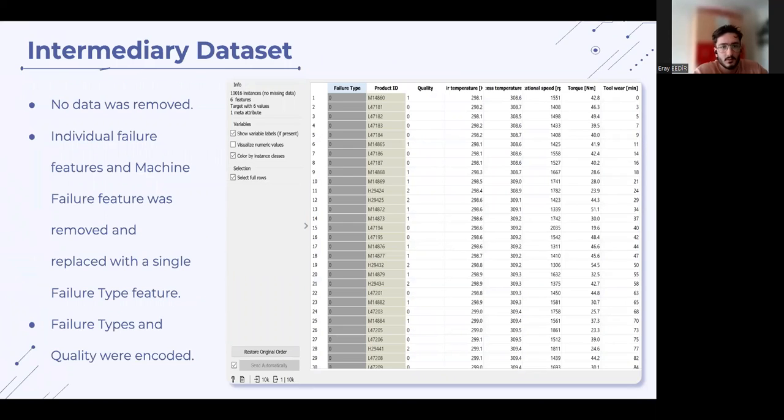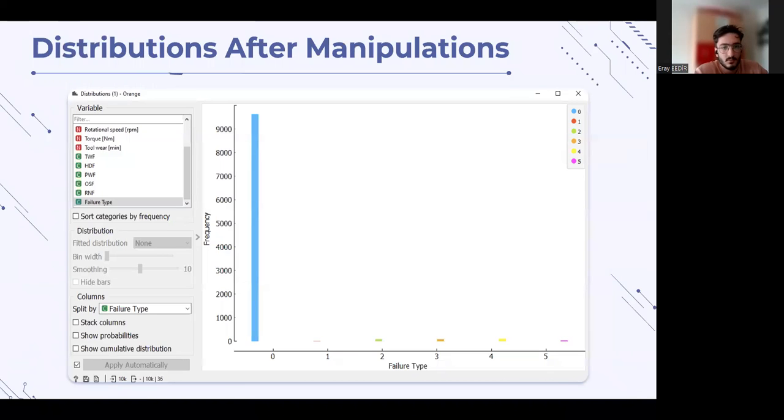This is the dataset after fixing these problematic samples. No data was removed. Individual failure features and machine failure were removed and replaced with a single column. Failure types and quality were included. Next slide, please. You can better see the imbalance we had at first here.